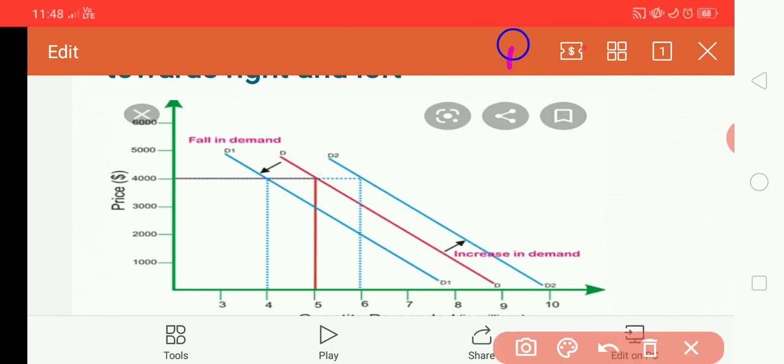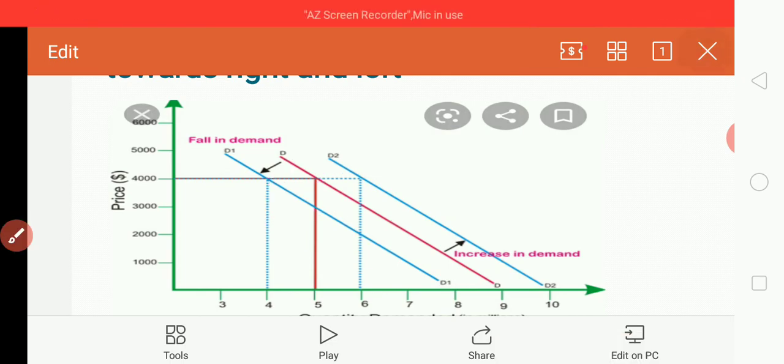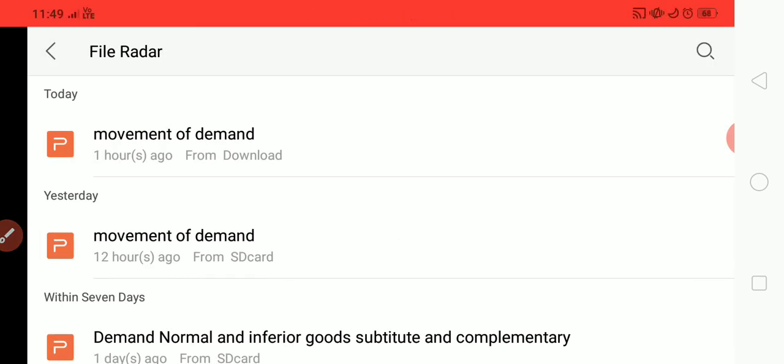Again, when the taste, if I suppose I don't like mango, what will happen to the demand curve? The demand curve will shift downward, that means leftward. So in this case, the demand curve shifts rightward and leftward. So we call this as income and taste, which is making the demand curve shift on right and leftward.